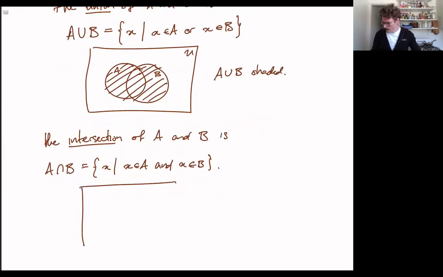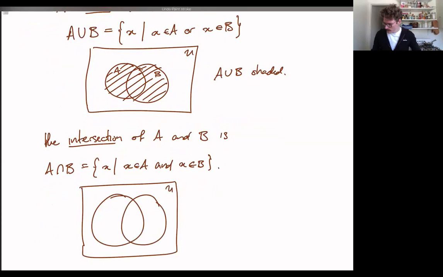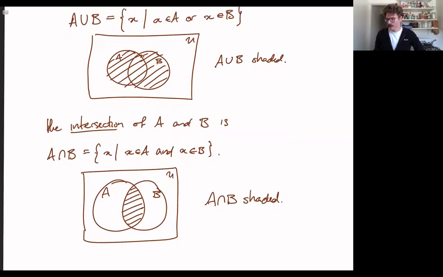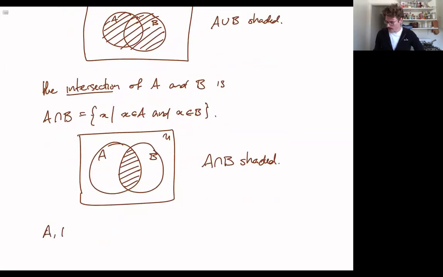So another Venn diagram. Here's A, here's B. And the intersection, of course, is the place where they overlap, because these are the elements that are in both sets. So now this is A intersect B, shaded. And one more piece of terminology before we do some examples. A and B are said to be disjoint if A intersect B is empty. So two sets that do not intersect, which is to say whose intersection is the empty set, are called disjoint.